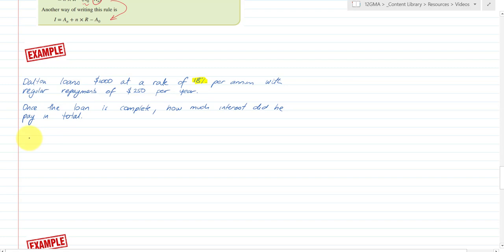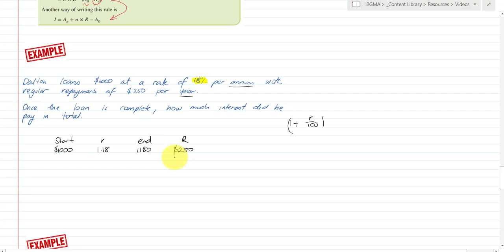So he borrows $1,000. If I was to set up a table, it would be start $1,000, R 1.18, that is 1 plus R over 100, and we're talking per annum and per year, so everything's yearly here. And then the end will be 1.18 times 1,000, which is 1180, and then our payment value R is $250 each time.